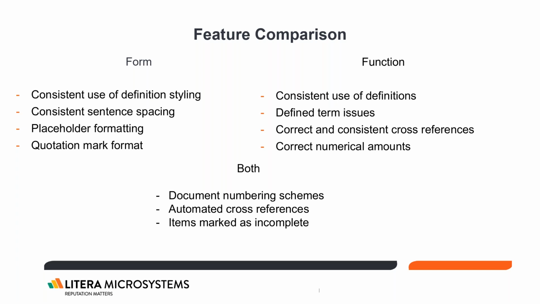So form might correspond to things like the consistent styling of definitions. So not the way they are legally interpreted, not the way that we're defining them, but the way that we're just modeling them so that they can be more easily seen in a document. Sentence spacing is something that gets people very impassioned and very loud and sometimes angry.